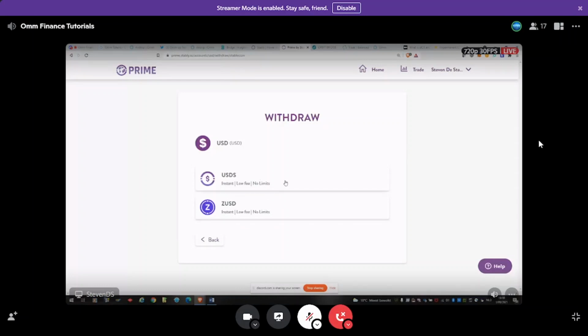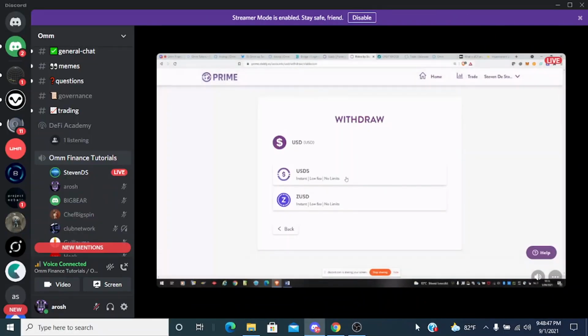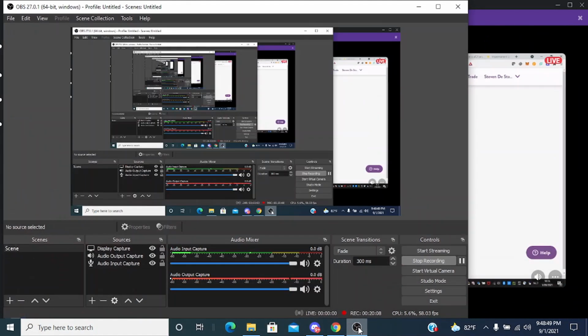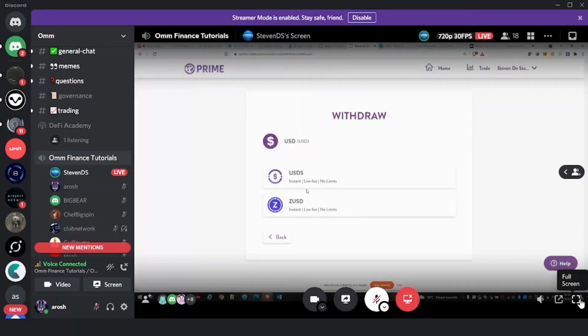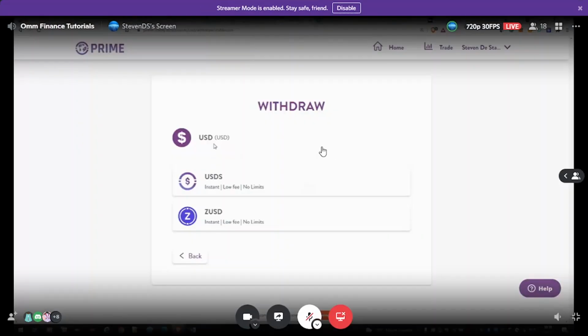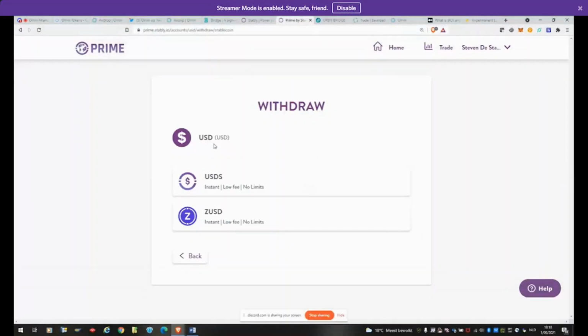ZUSDC is for other blockchains; it's not Icon. So you choose USDS, and then you go. This is my address. This is then the address that you have available, and you can deposit it onto Icon. That's how it works. So it's quite easy to use.